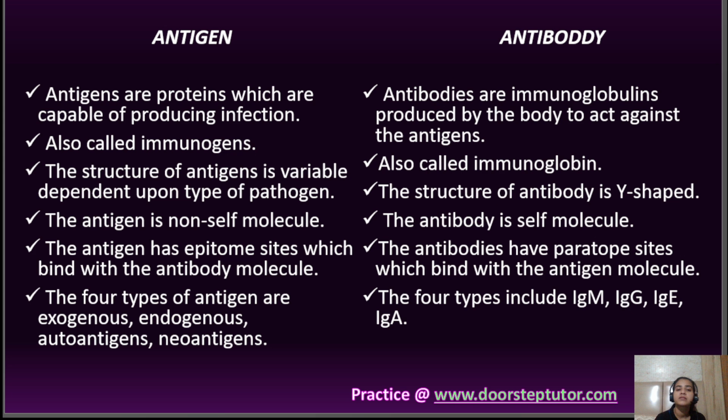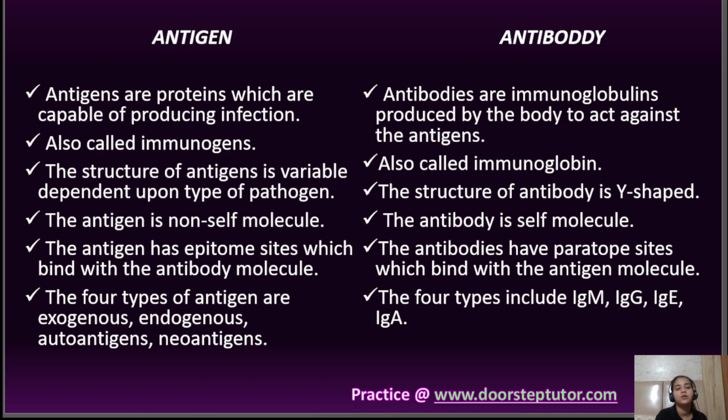Now, there are some types of antigens. These can be exogenous antigens, endogenous antigens, autoantigens, and neoantigens. While there are certain types of antibodies which include four types, that is IgM, IgG, IgE, and IgA.